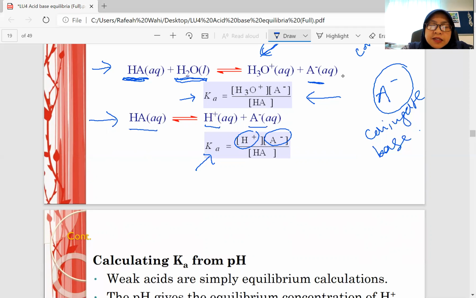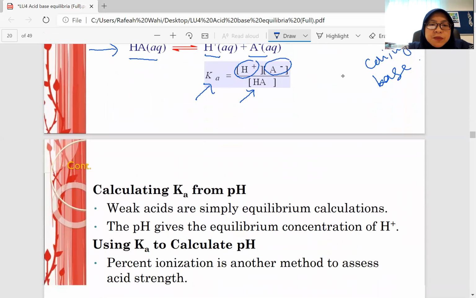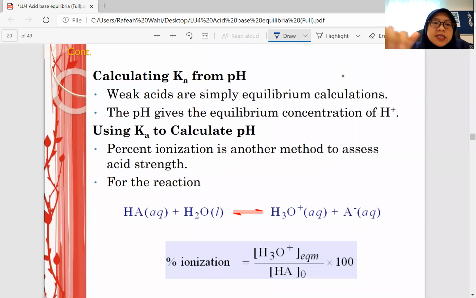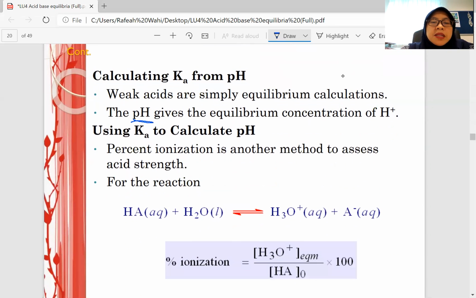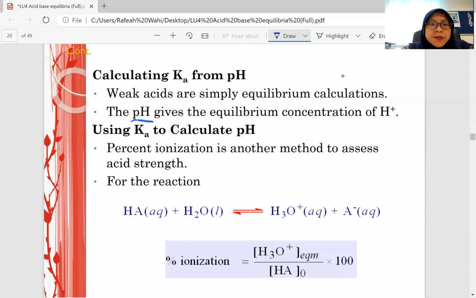Sometimes in the question, you will be given the concentration of the initial acid. From this information, you can get the concentration of H plus ion as well as the concentration of the conjugate base. This is how you get the pH from Ka and Ka from pH. It simply comes from the Ka equation just now.